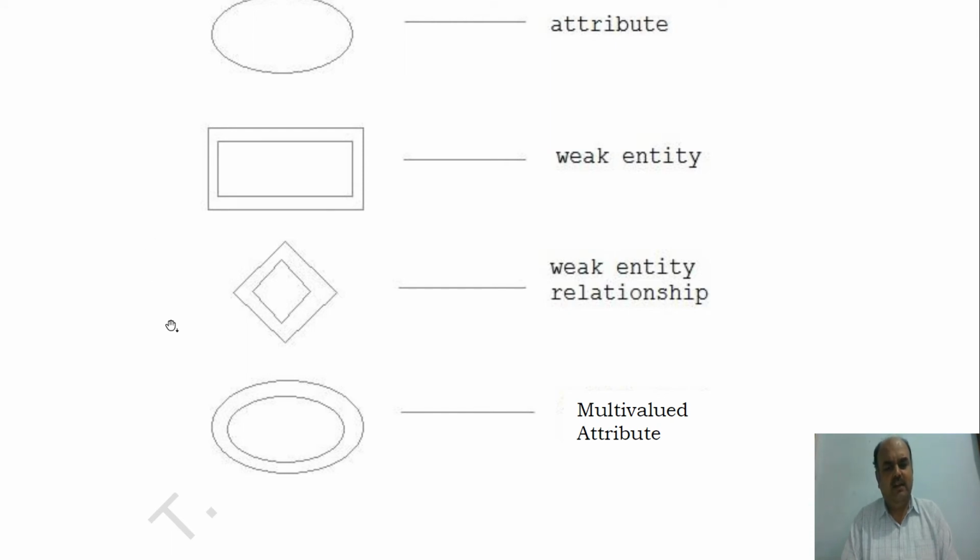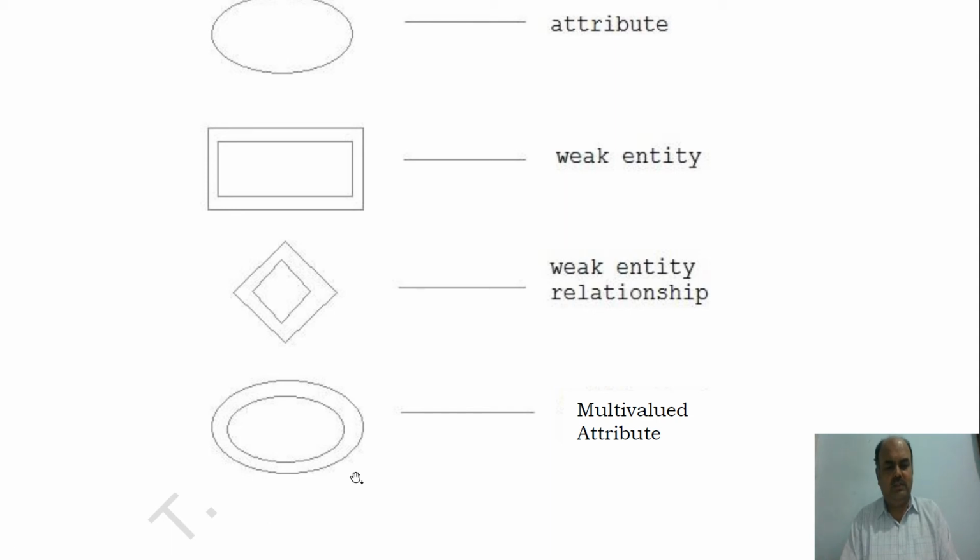Just like the entity is weak, its relationship can also be weak. So a weak entity relationship is represented by two diamond shapes. If you see any relationship between entities represented using these two diamonds, then it shows that the entity is depending on the other entity. So that entity will be a weak entity and its relationship will be weak.